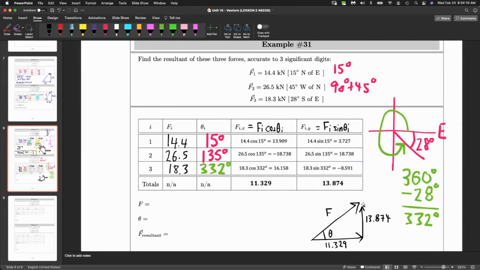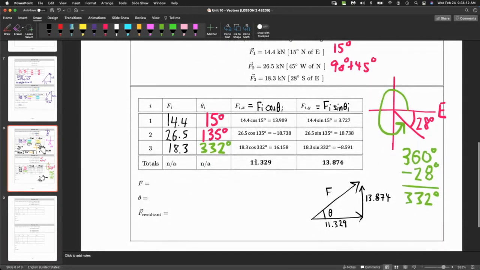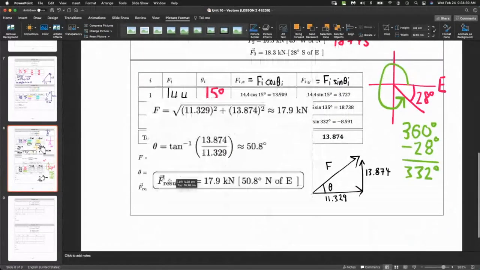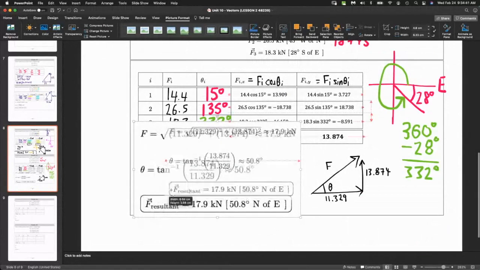Okay, so eventually you should get to those components totals, which are 11.329 and 13.874. These are in units of kilonewtons, which is a unit of force. You don't have to know how to describe units of force yet, but it's nice to know what those quantities sound like in English. I'll finish off here by pasting up the solution, the reconstruction process.